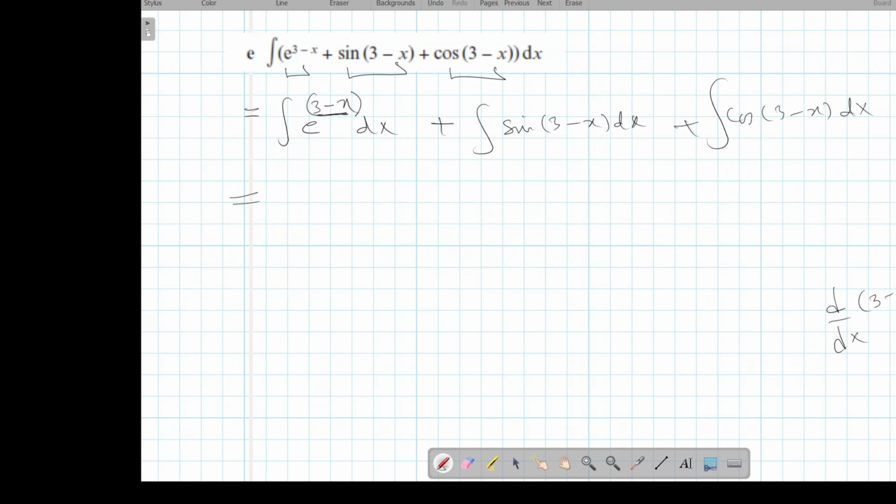What is the derivative of 3? It is 0. What is the derivative of x? It is 1. The derivative is negative 1. Oh my God, yeah. Right, that makes sense. So no problem.